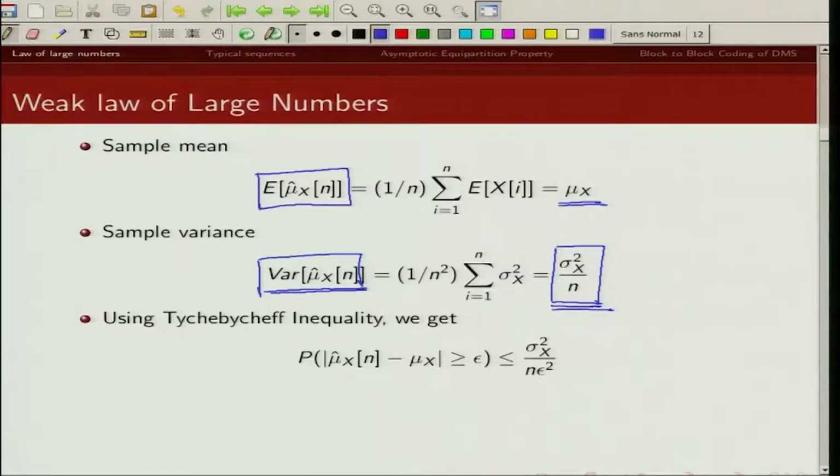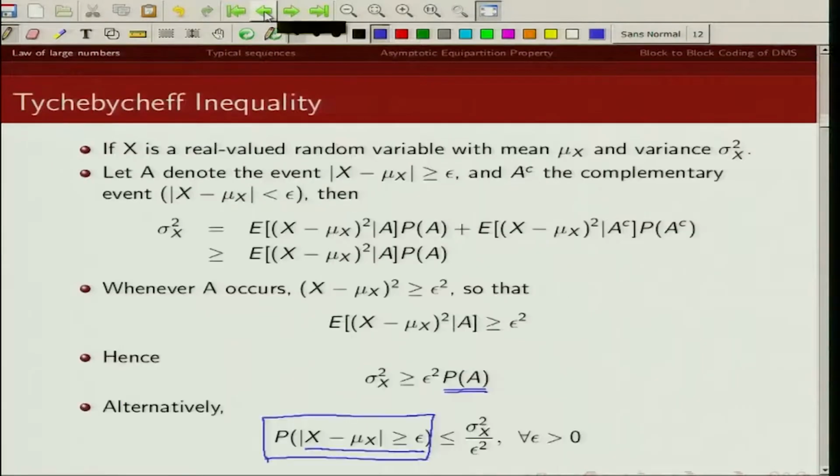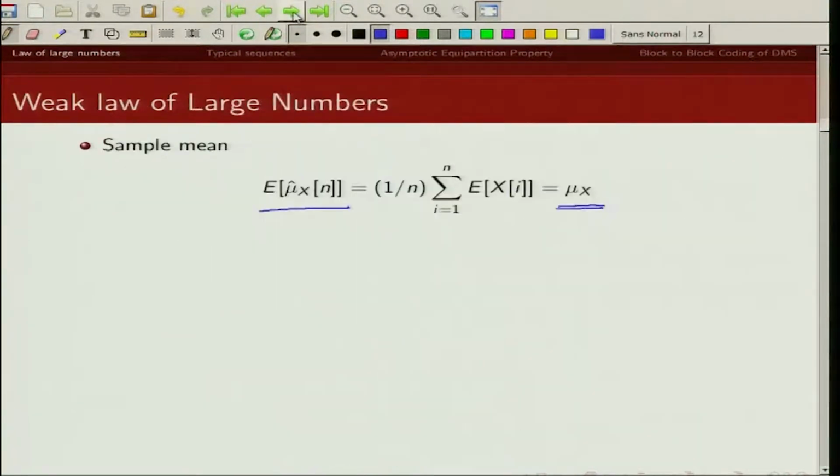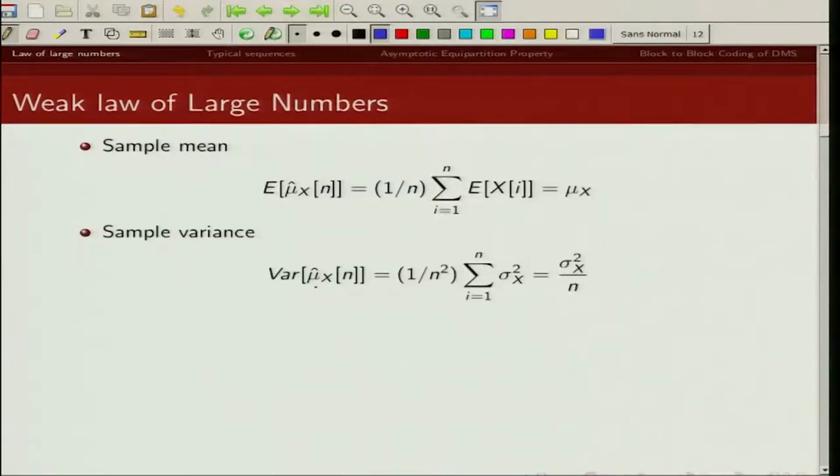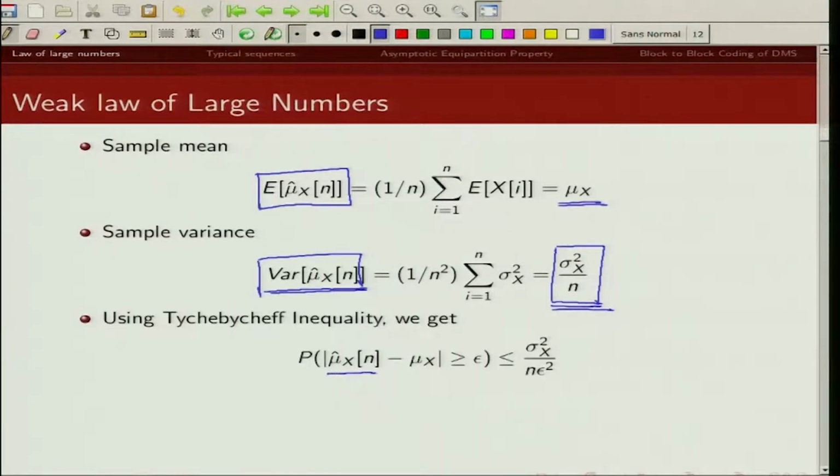Now if we invoke this: the probability that the absolute value of x minus mu of x is greater than or equal to epsilon is upper bounded by sigma x square by epsilon square. So in place of x you put mu hat of x, and the mean of mu hat of x, from this expression, is given by mu x. So that's my mean of mu hat of x. And what is the variance of mu hat of x? That is this quantity.